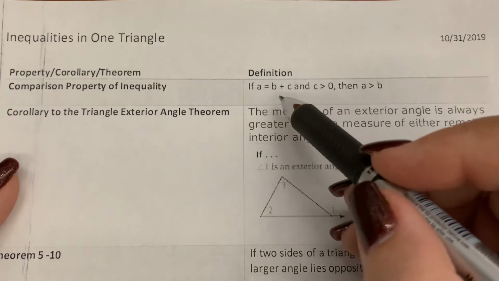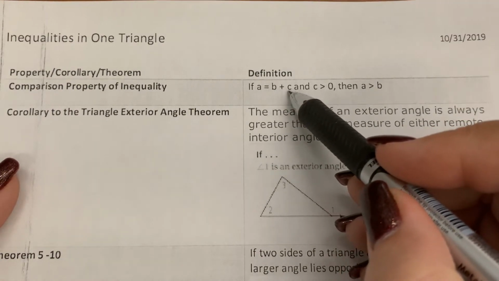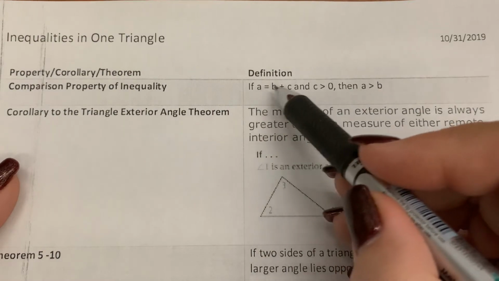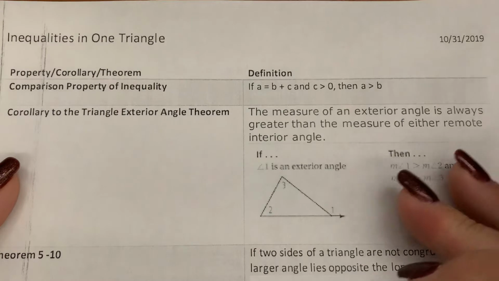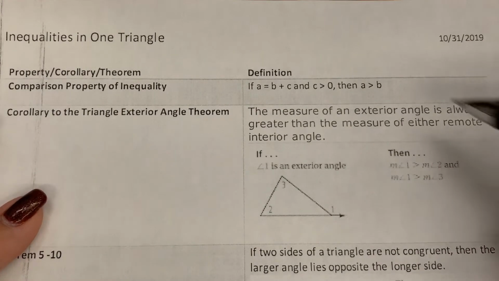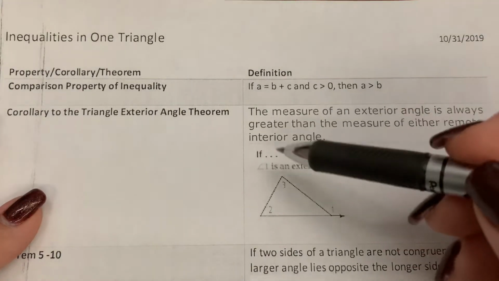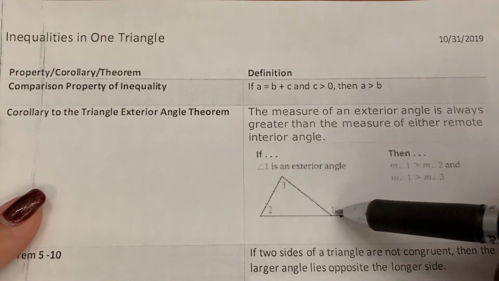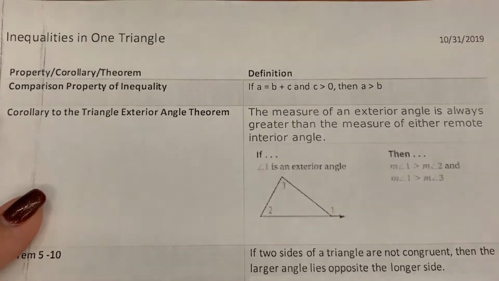And basically it's saying that if this number right here is greater than 0, then this number has to be greater than that one. Corollary to the triangle exterior angle theorem states that the measure of an exterior angle is always greater than the measure of either remote interior angle. So if this is my exterior angle, this angle has to be bigger than angle 2, and it has to be bigger than angle 3.